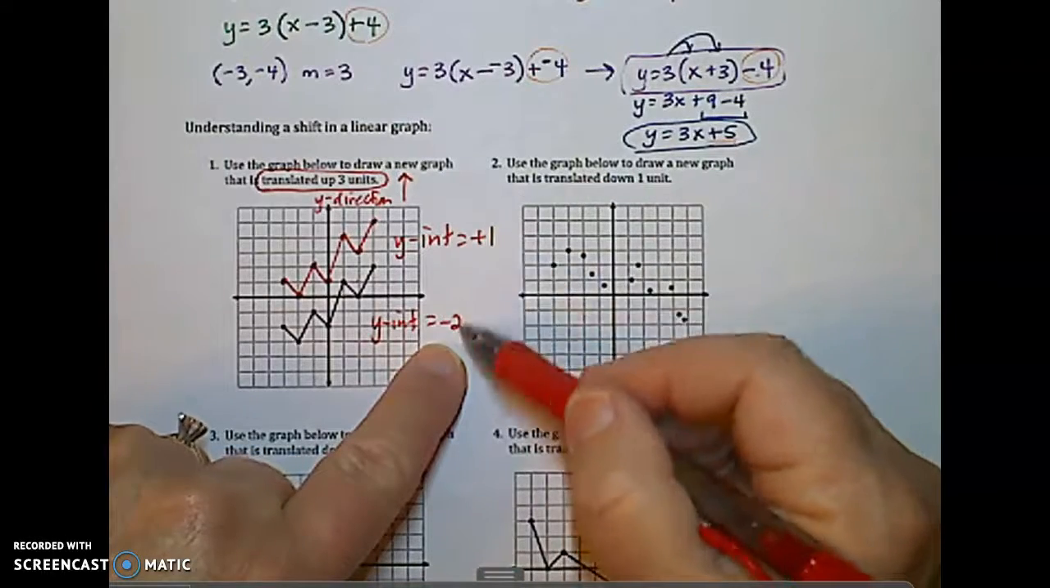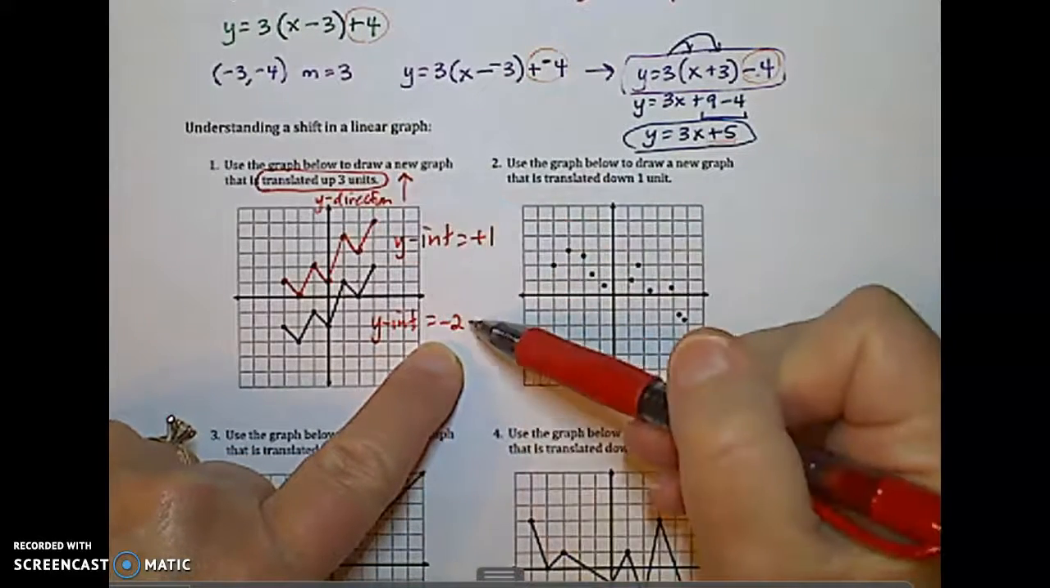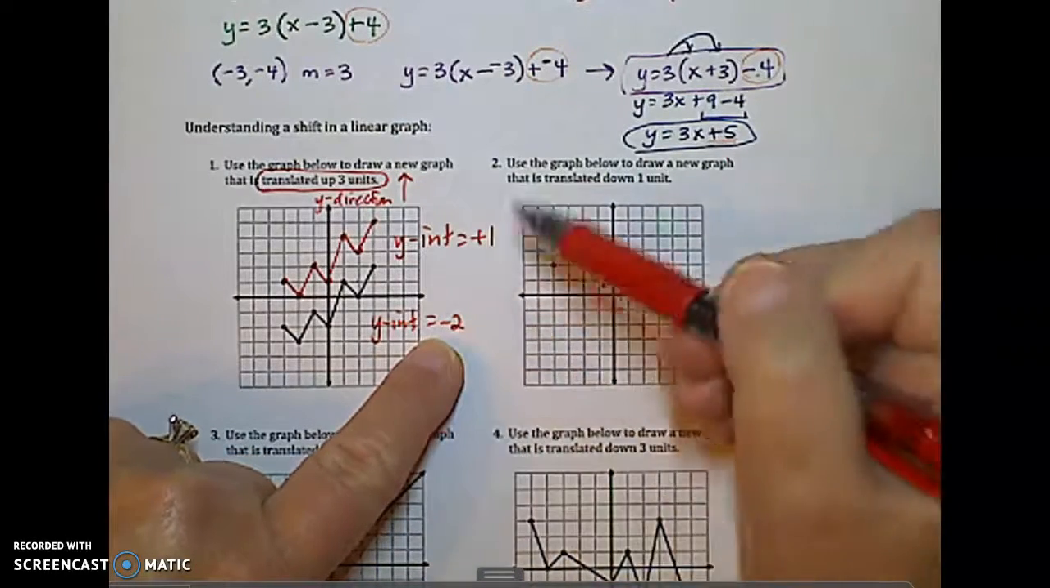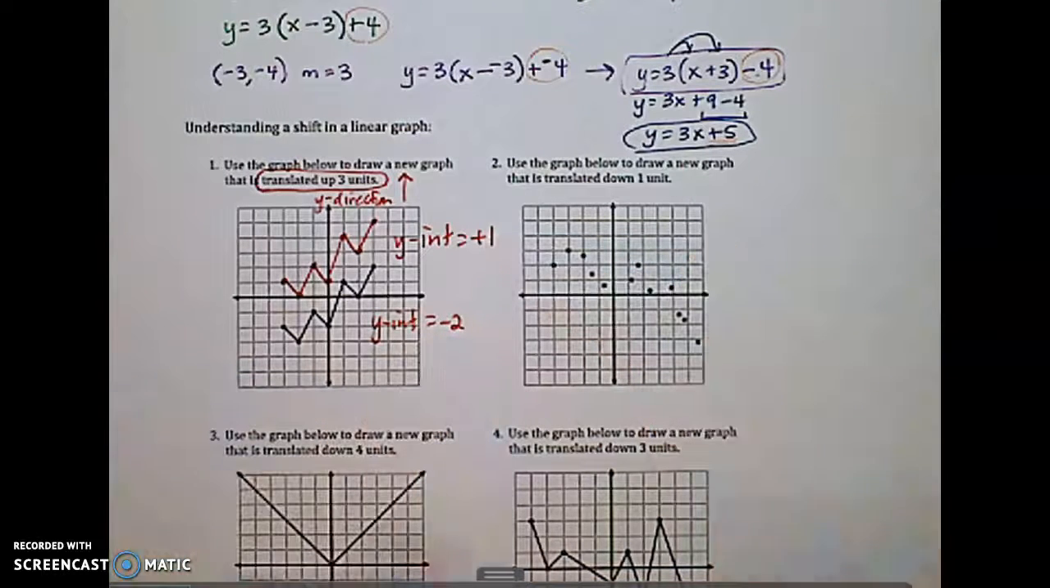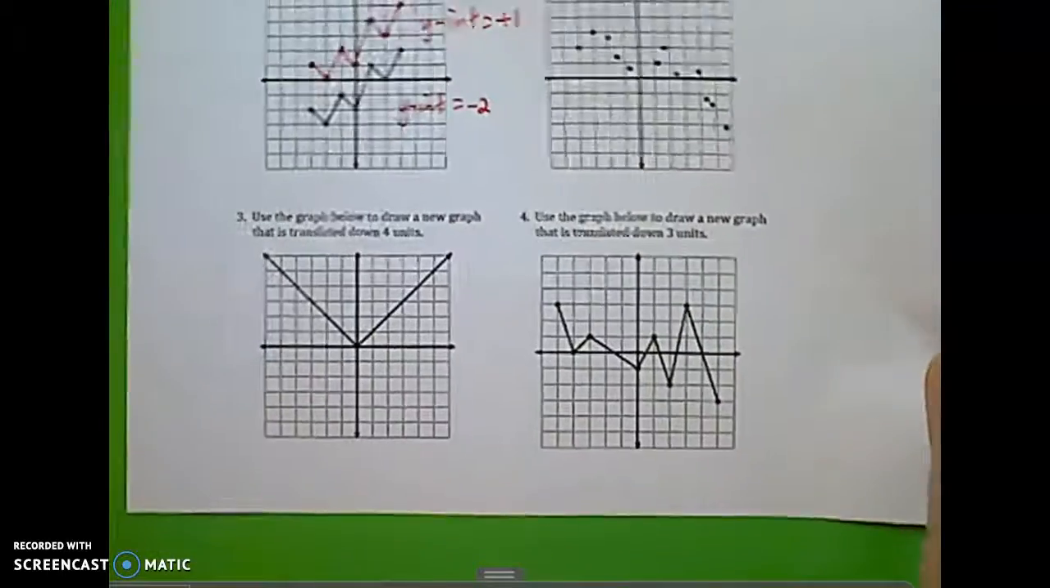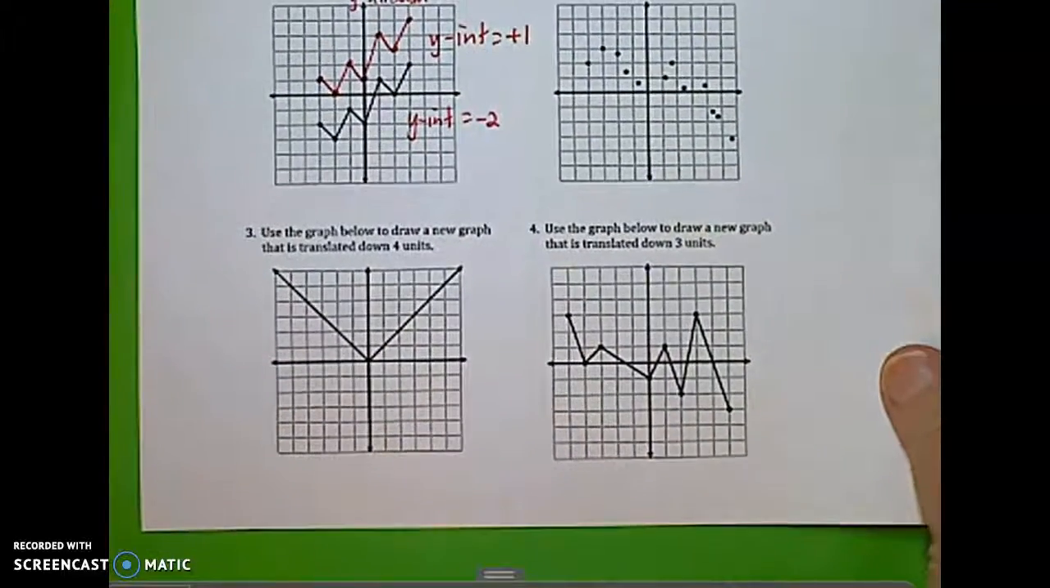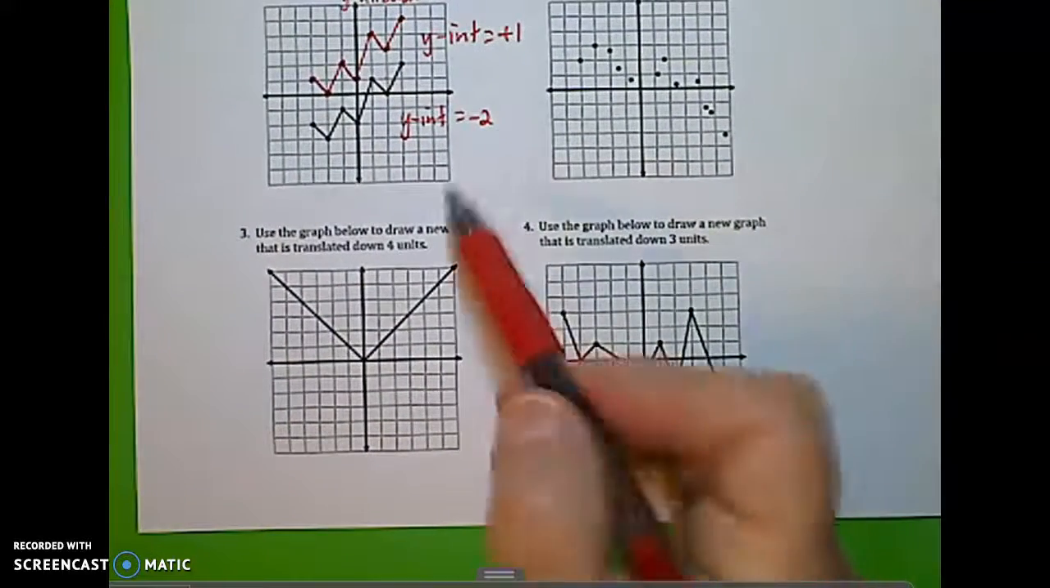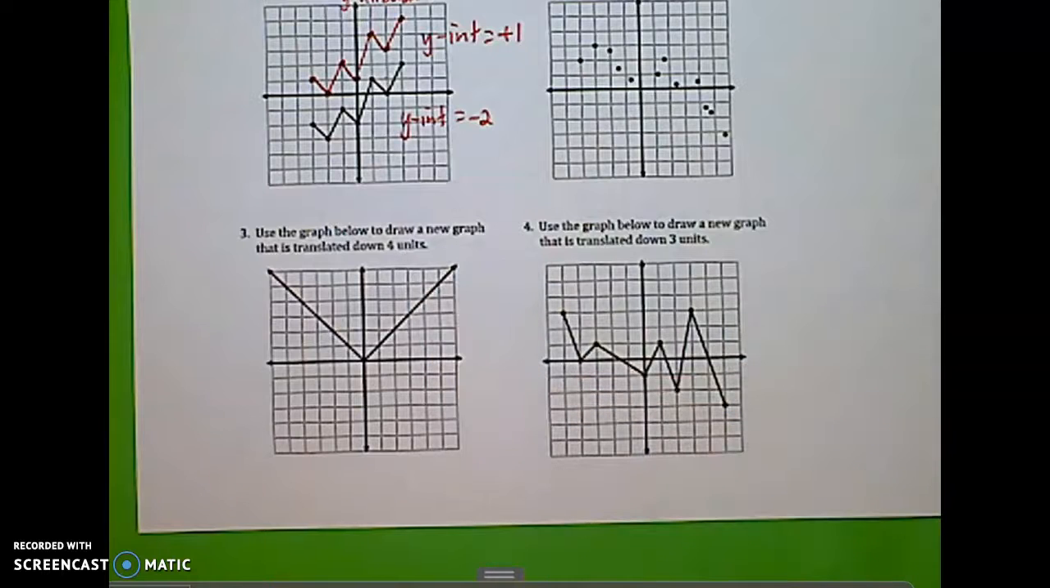And you can see that the difference here is 3 units. So it went from -2, add 3 units, ends up being at +1. So the y-intercept is pretty easy to figure out. I'm going to skip that one. Let's look at this number 3 here. We want to translate down 4 units.